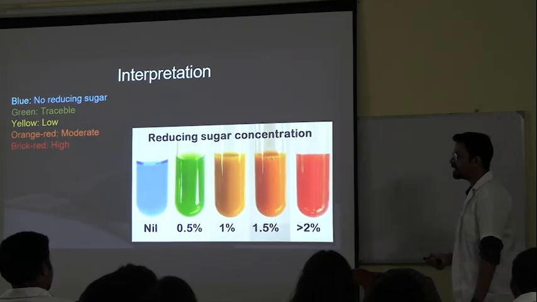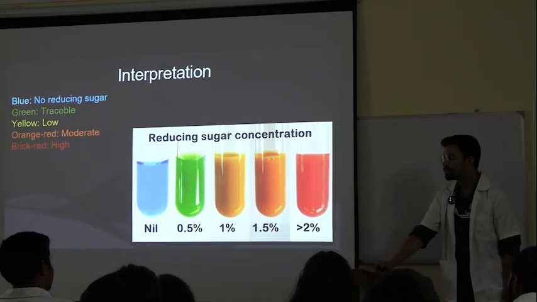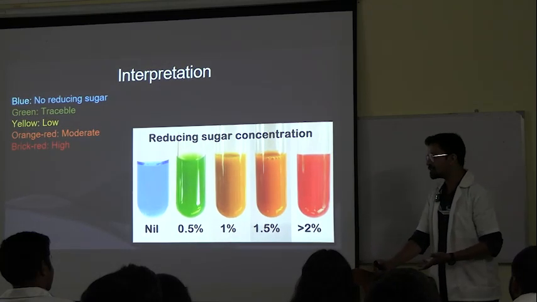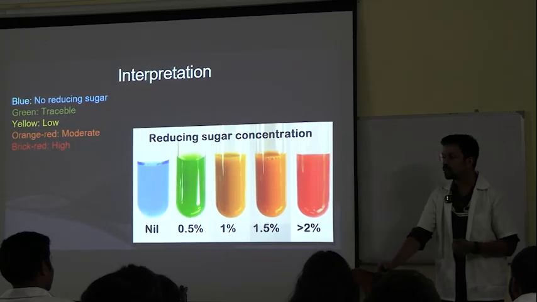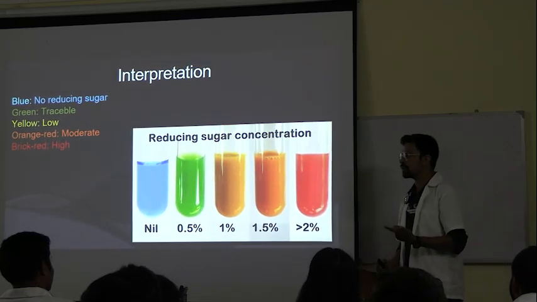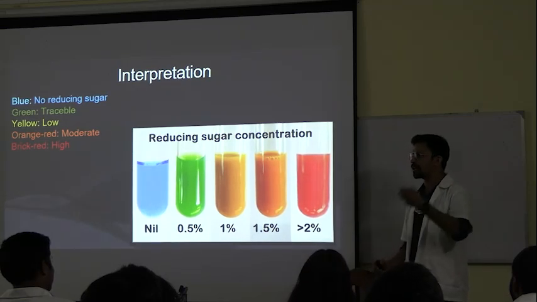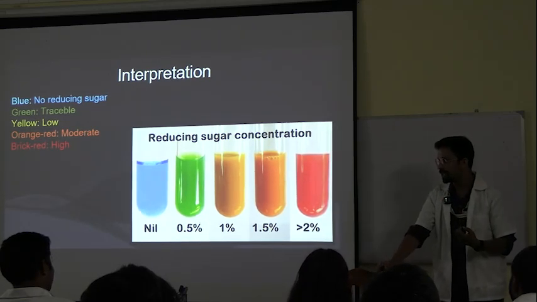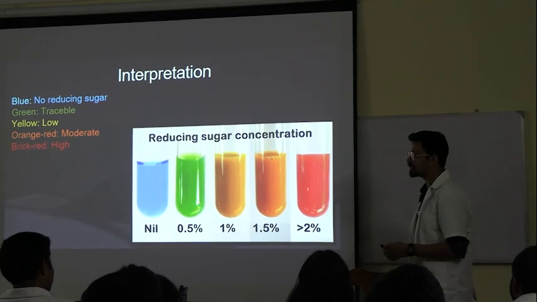If somebody gets brick red, they definitely have some pathology. It can be diabetes mellitus, in which the sugar is high because the insulin is not working in our body. Second reason, the kidney is not working properly. Your body sugar is fine, but the kidney is not able to take up the sugar, and it is getting excreted in the urine in higher concentration. That can also give you a positive test.